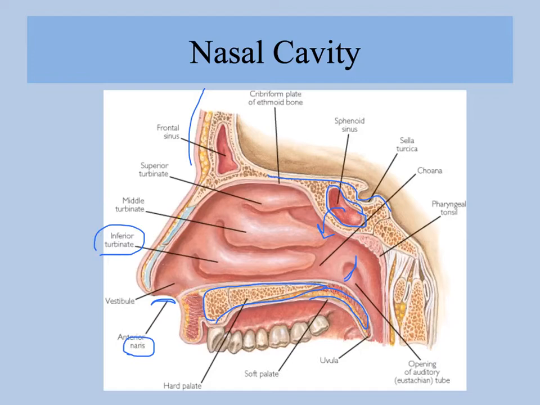So all along here, there are ciliated cells and nasal hairs, things that are going to be trapping anything coming in, and then the cilia are moving the mucus this way so that it will go down to your pharynx and be sent to your stomach.